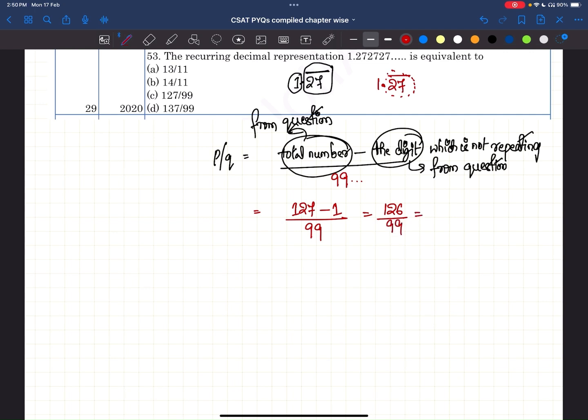We'll simplify. See, the numerator is divisible by 3. 3 14s are 42, 3 33s are 99, so 42 by 33. This can be simplified further. 3 14s are 42, 3 11s are 33. That means 14 by 11. This is the answer. Please go through the conversion of recurring decimals into p by q form formula. It is given on page number 10 of the CSAT formula PDF.